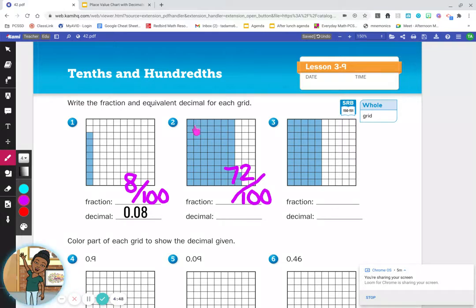I counted by tens because I know each column has 10 blocks. So 10, 20, 30, 40, 50, 60, 70 to 72. How can I write that as a decimal?